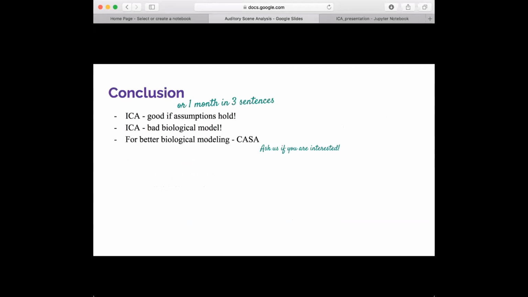And so finally, to conclude our one month of research, or as we put it, our dive and struggle and attempt, ICA is great if the assumptions hold true, as we saw in the code. However, it is not a very good biological model. So for better biological modeling, we go into CASA, which you can ask us about.